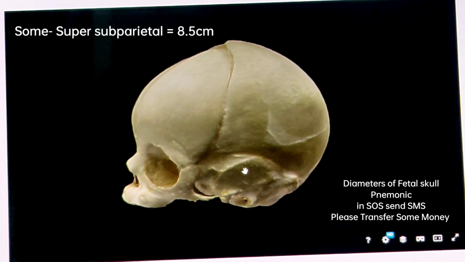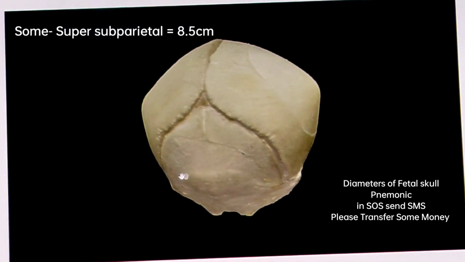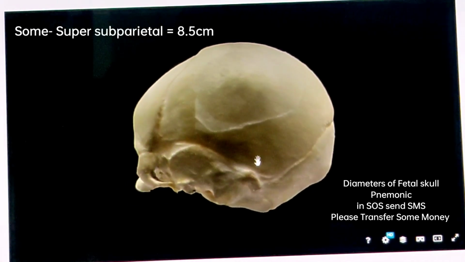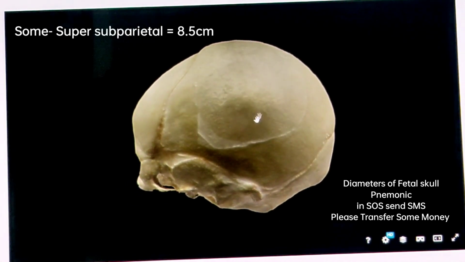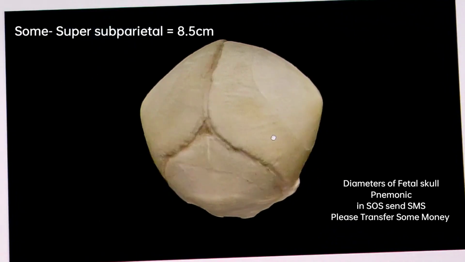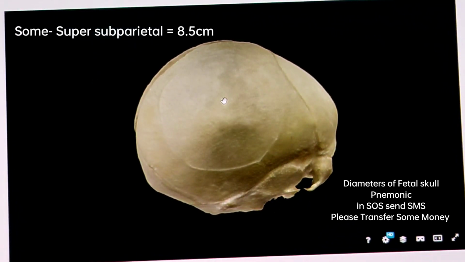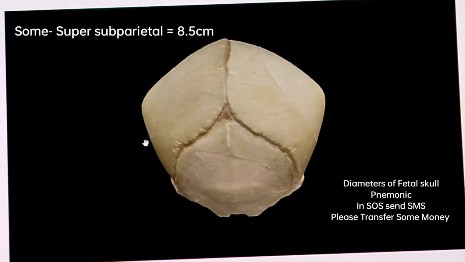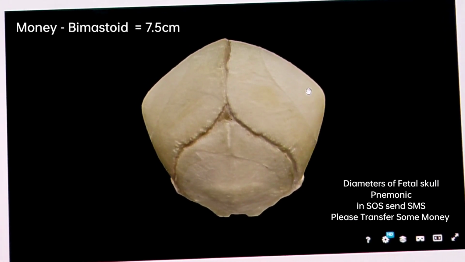Now S is for the subparietal diameter. So these are the parietal bones. A point just below the parietal prominence to the point just above the parietal prominence on the other side denotes the subparietal diameter, which measures about 8.5 centimeter.